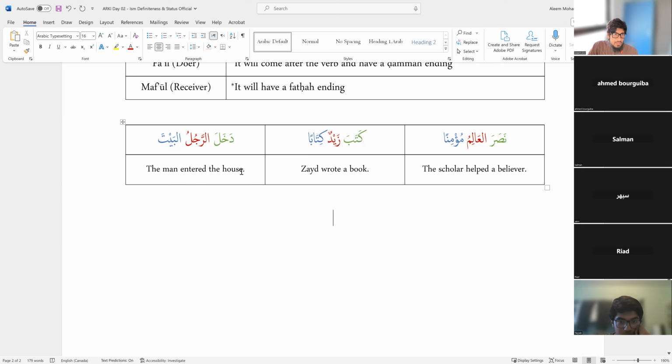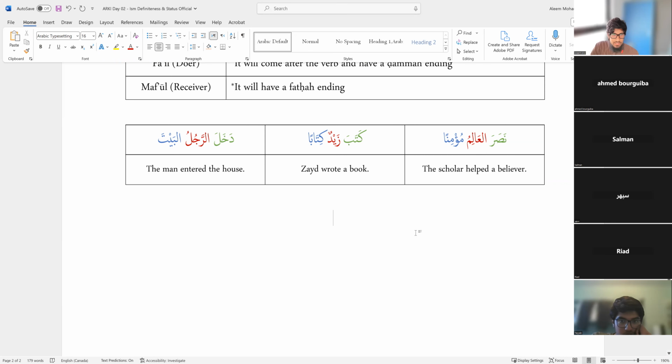That should not be the house. Yep, it's the house here because of the alif lam. Salman, yep. What does nasara mean? Nasara means to help. Okay. The believer was helped by the scholar. So we couldn't say that the believer was helped by the scholar. And we'll get into that, inshallah ta'ala.